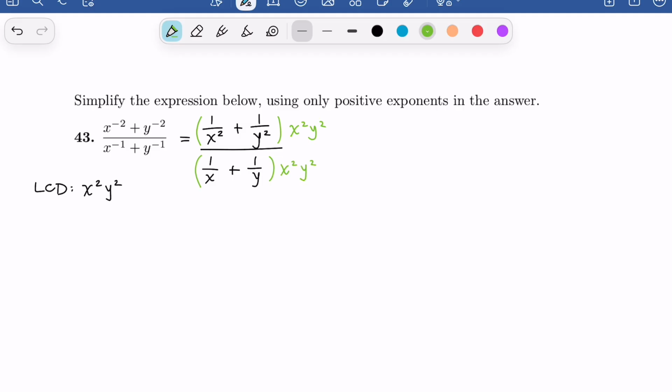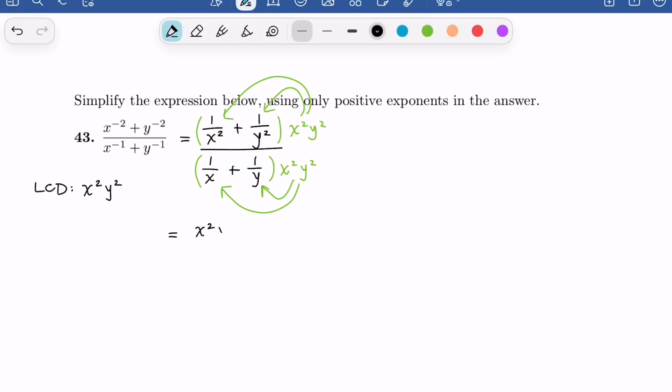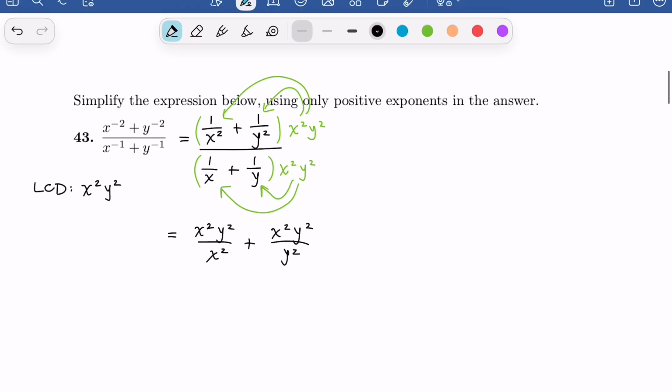All right, so when we multiply by the LCD, let's see what we get. Again, this LCD is going to be multiplying both of the fractions in our numerator and denominator. So for this first one, we're going to get 1 times this LCD. So we're just going to get x squared y squared over our denominator x squared. For the second one, we also have a 1 in the numerator, so we're going to get x squared y squared over y squared. Then in our denominator of our complex fraction, we're going to get x squared y squared over x plus x squared y squared over y.